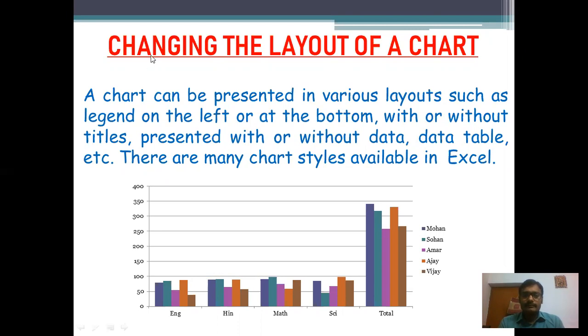You can see this is legend. This area, the names of different students, which is denoted with different colors, this is known as legend of a chart. So it can be at the right side, or it can be presented at the left side of the chart, or it can be presented at the bottom of the chart.